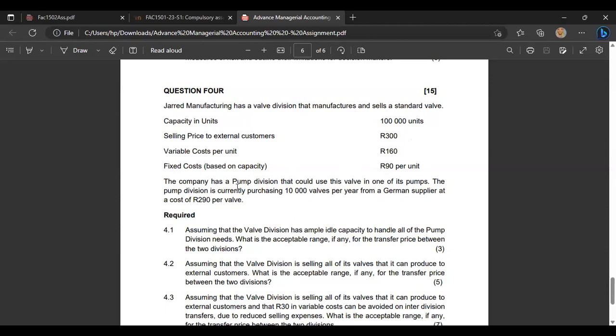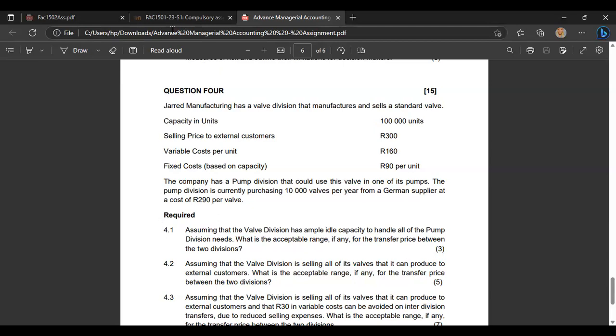So the company has a pump division that could use this valve in one of its pumps. The pump division is currently purchasing 10,000 valves per year from a German supplier at a cost of 290 per valve. Assuming that the valve division has ample idle capacity to handle all the pump division's needs, in other words, let's assume that they can do all the 10,000 without having to sacrifice anything. What is the acceptable range, if any, for the transfer price between the two divisions? What's the acceptable range?